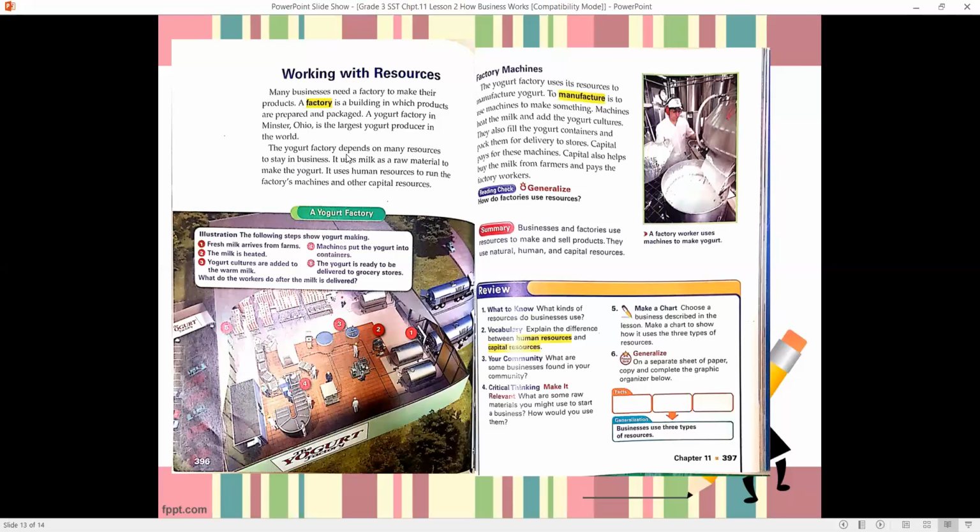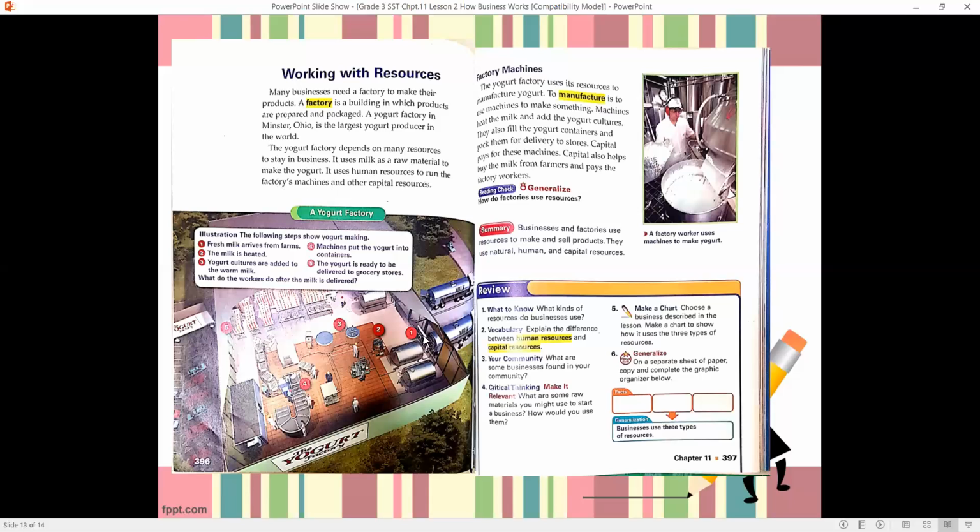The yogurt factory depends on many resources to stay in business. It uses milk as a raw material to make the yogurt. It uses human resources to run the factories and other capital resources.